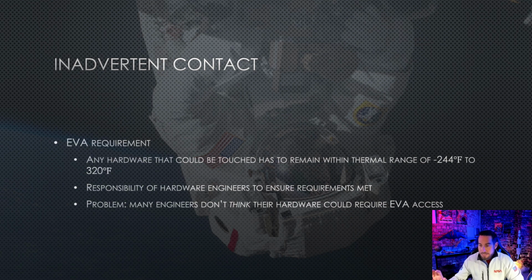The problem is that some engineers don't think that there's ever a case where their hardware could be contacted or touched or could ever require EVA access. And so they don't do that thermal evaluation on it, which could be disastrous because if an astronaut's just translating from point A to point B and they accidentally brush the side of a piece of equipment, again, because of decreased mobility, maneuverability, and decreased vision, then if it's in excess of these temperature thresholds, it could damage the suit. It could burn the suit really easily. Or again, if the astronaut had to grab it for some reason, it could burn or freeze their limbs.